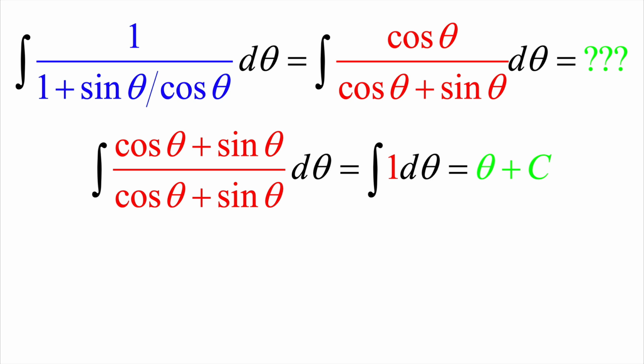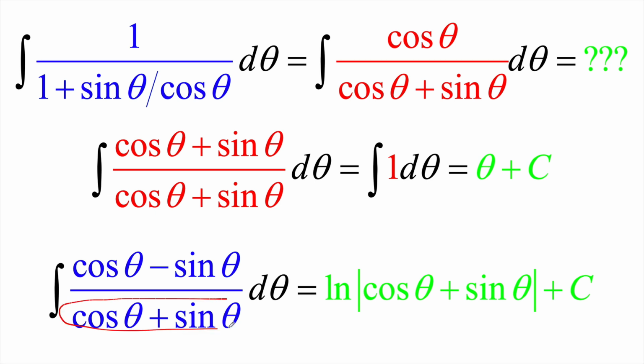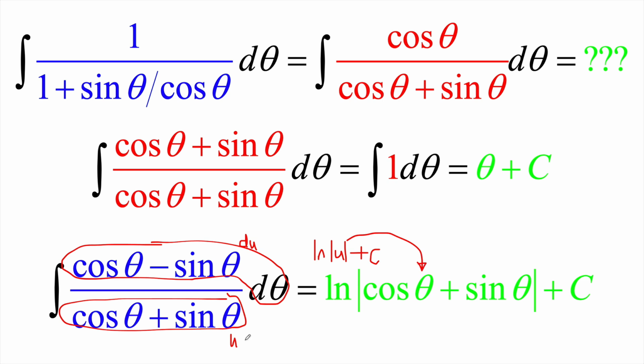On the other hand, if the original integrand had a numerator of cos theta minus sine theta, that would be easy as well. A substitution, u equals cos theta plus sine theta, would give du equals cos theta minus sine theta d theta. We would ultimately integrate 1 over u and get natural log of the absolute value of u plus c, and then we could make the replacement and get a final answer of natural log of the absolute value of cosine of theta plus sine theta plus c.